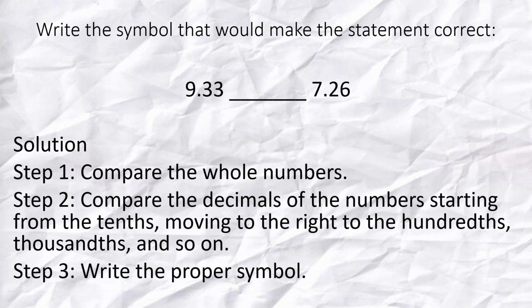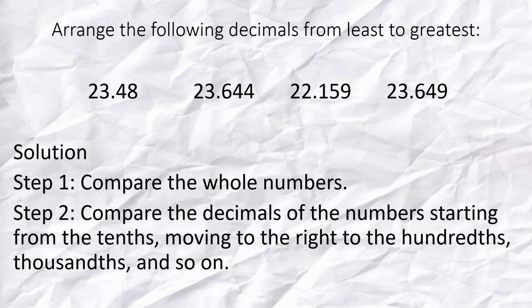Next, 9 and 33 hundredths and 7 and 26 hundredths. Whole numbers, 9 and 7. 9 is bigger than 7, therefore this is greater than. This time, we have 97 and 6 hundredths and also 97 and 6 hundredths. As you can see, both have the same value, therefore the correct symbol here is equal.